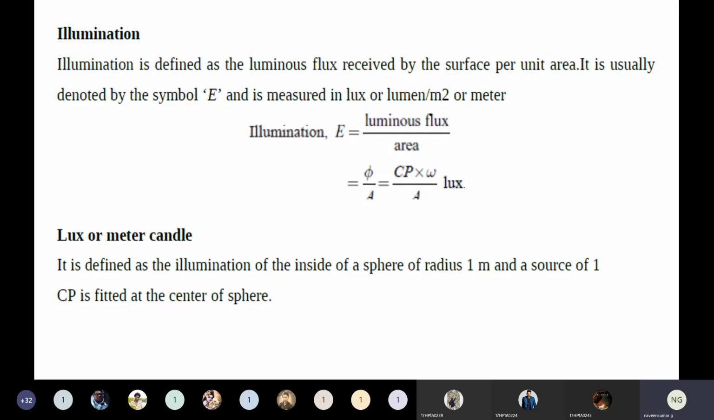Next, the definition of lux. Lux is also otherwise called meter candle. It is defined as the illumination of the inside of a sphere of radius 1 meter, with a source of 1 candle power fitted at the center of the sphere. Consider a globular structure, a sphere. If you fit a source of light with 1 candle power, the illumination of the inside of that sphere of radius 1 meter is defined as lux, also defined as meter candle.